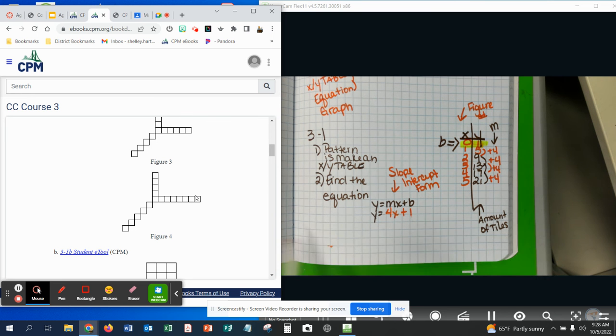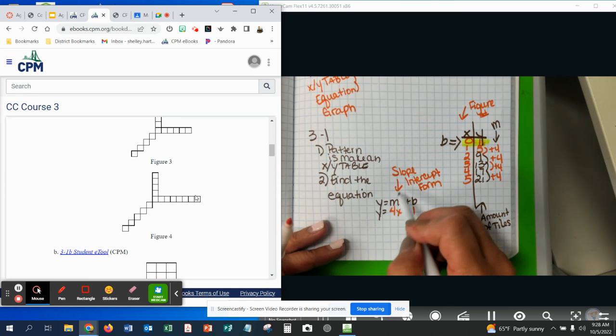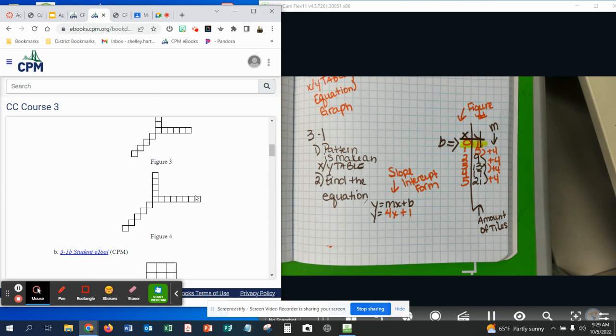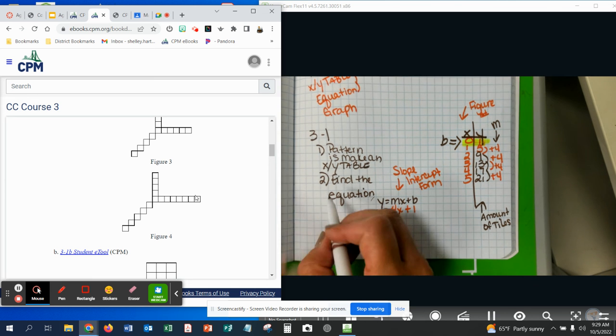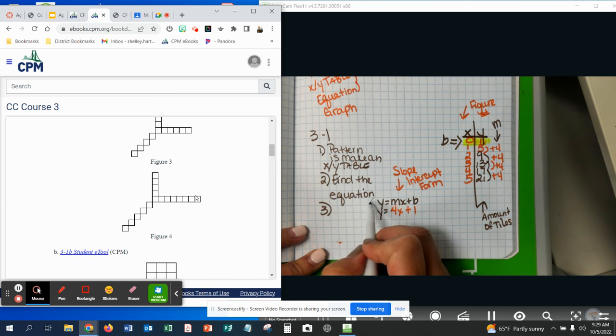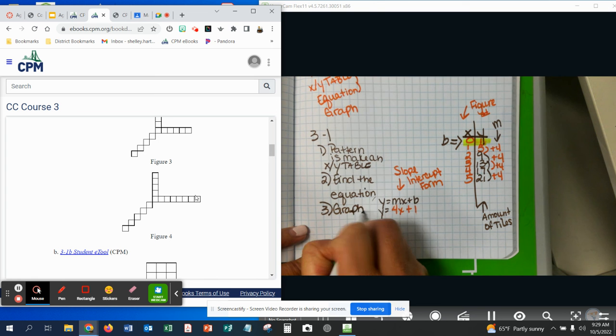Okay, so this is called, the m is the slope. The entire thing is slope-intercept form. Is that kind of clearer? Okay. So the last thing we are going to do is, now that we have the equation, we did the x and y table, now we are going to graph it. And I'm going to graph it on the other side.